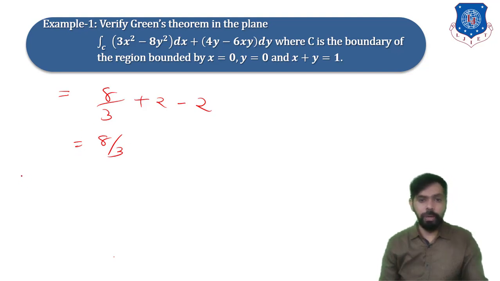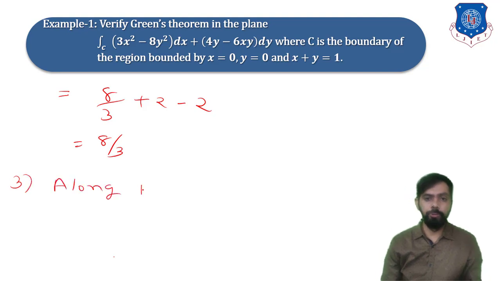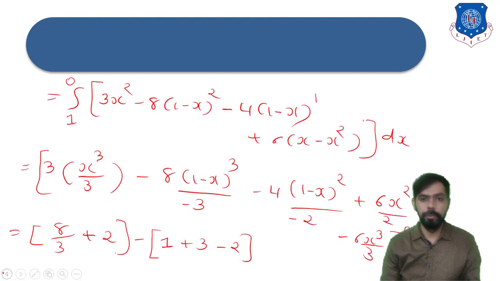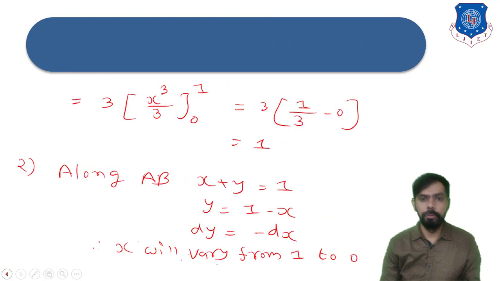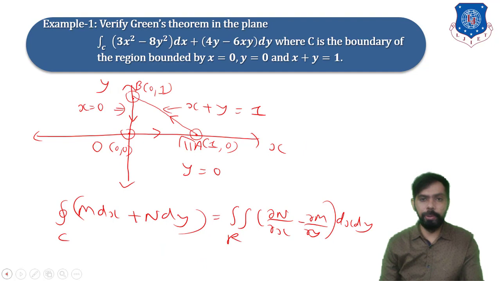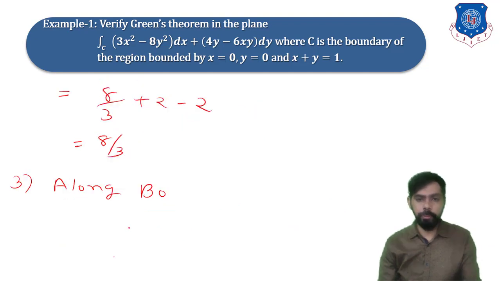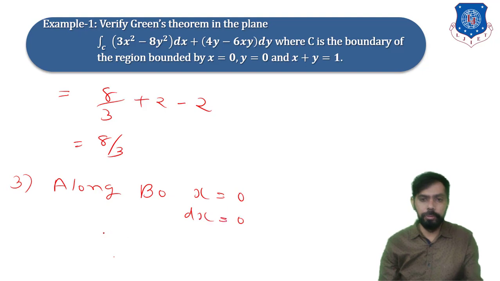Now we will find out the integral along BO. Okay, so if we look at the graph, here BO represents the y-axis, and on the y-axis x is equal to 0. And here if you look at the coordinates, the y coordinate is 1 and here the y coordinate is 0. Therefore y will vary from 1 to 0. So along BO, that means x is equal to 0. Okay. Therefore dx equal to 0.